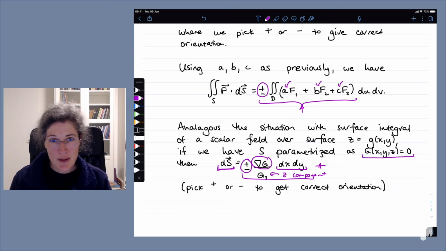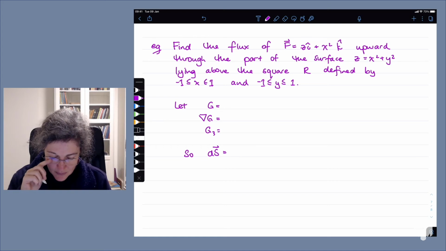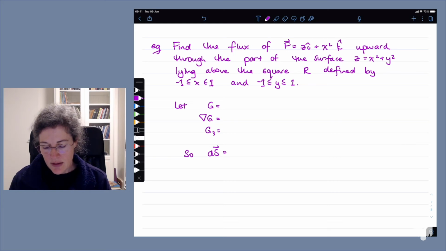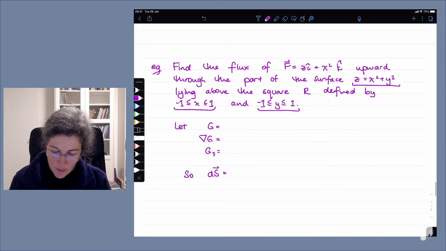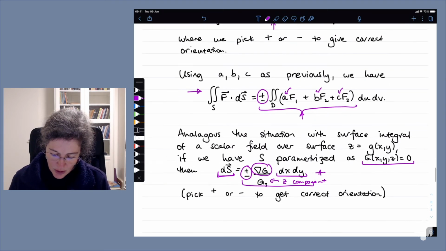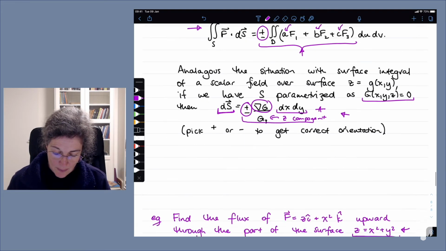So this is much easier to see if we do an example, so let's do one straight away. We've got a vector field, z in the i direction plus x squared in the k direction. And we want to find the flux upward through the part of this surface lying above the square defined by this bit, like so and like so. Because we have our surface in terms of x, y, and z, we don't have to do the full complicated route, which is this bit over here. We can do this route over here.